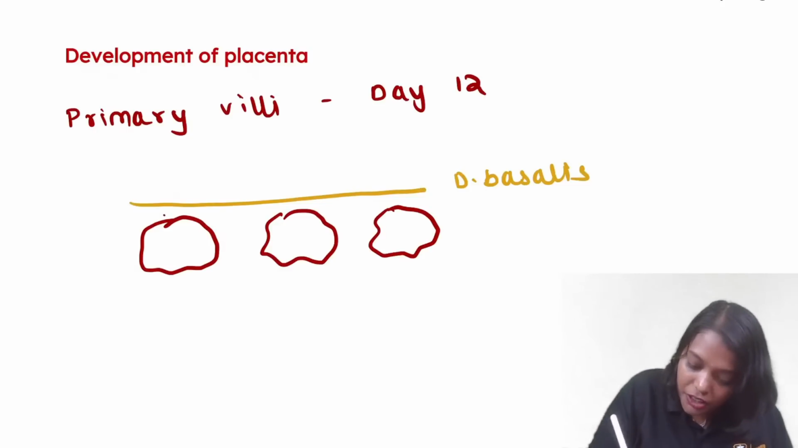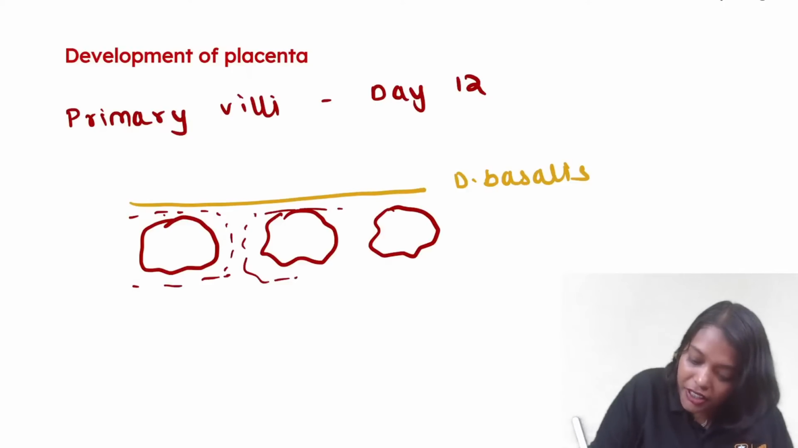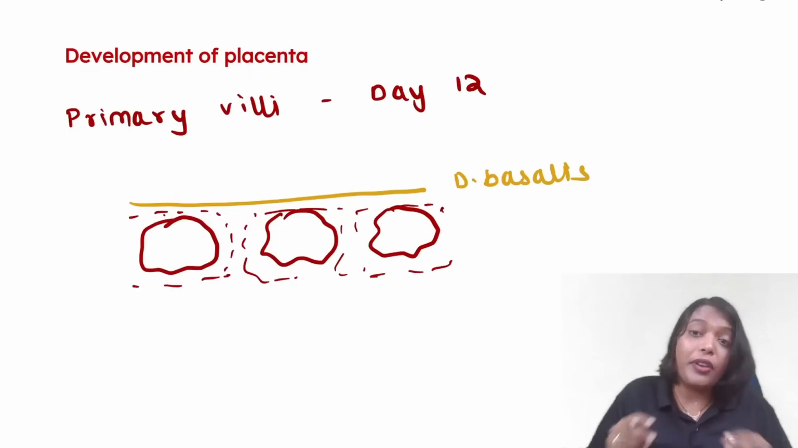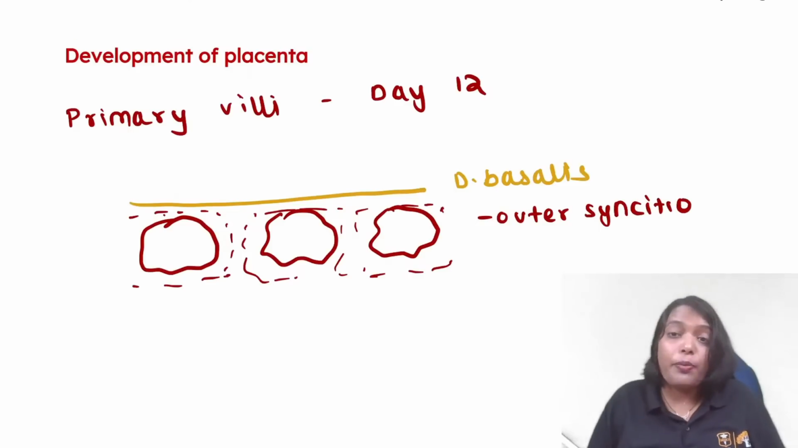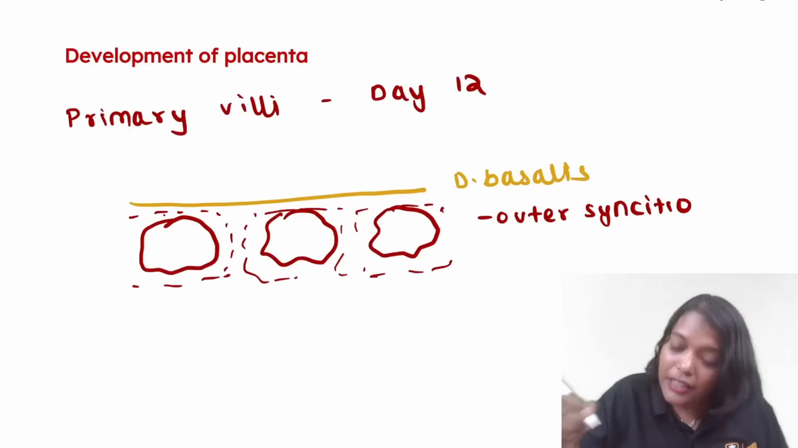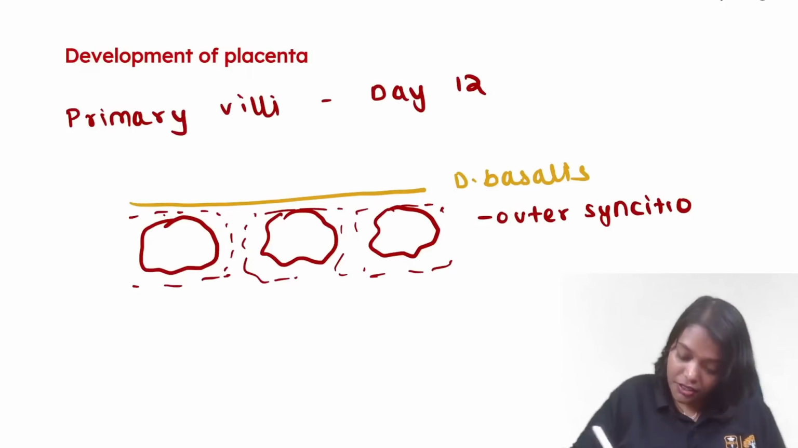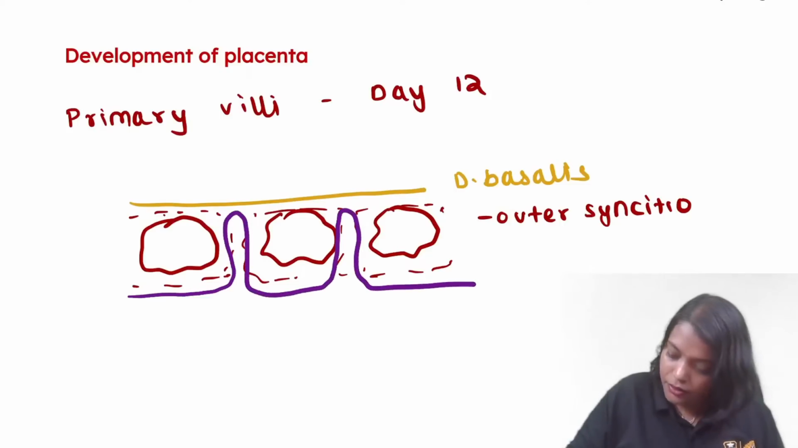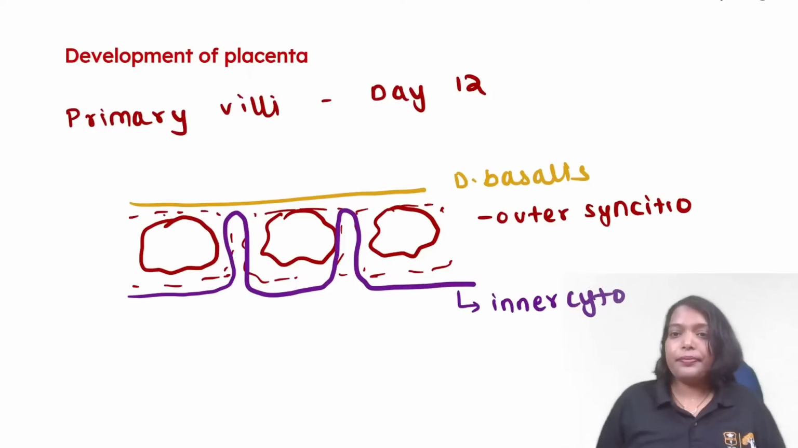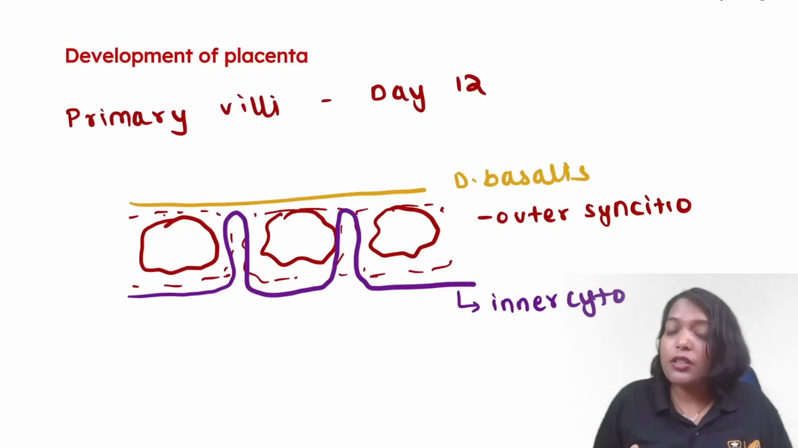Very good. It is outer syncytio. See, syncytio means all the nuclei are joined with each other. They are not like separate cells. So in the outer syncytio, you will have lacunae being developed. And inner cytotrophoblast is there, no? This cytotrophoblast will make finger-like projections. This is the primary villi or the solid villi.